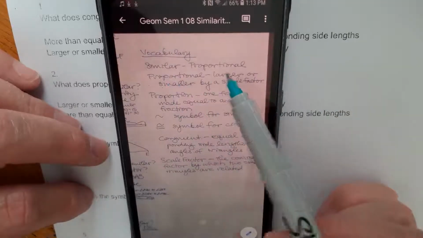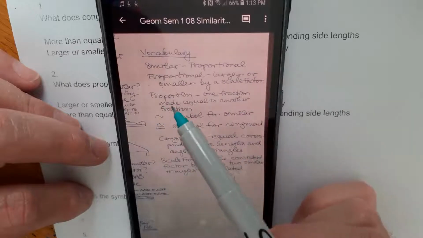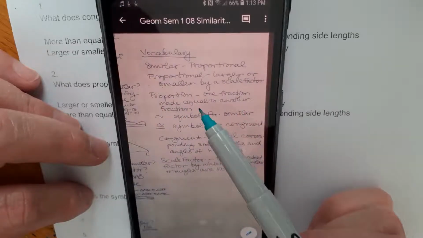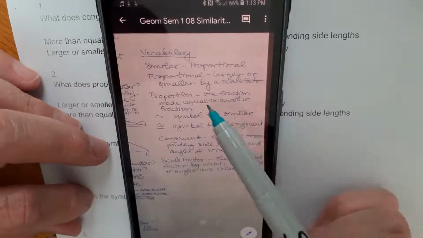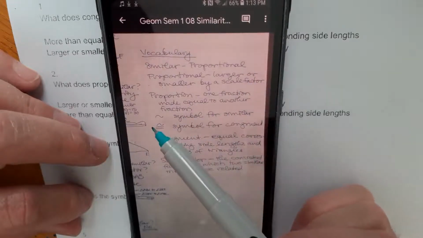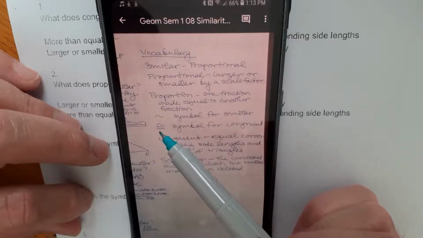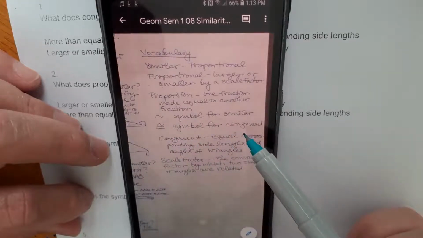Here's some vocabulary. Similar means proportional. Proportional means larger or smaller based on a scale factor. A proportion is one fraction made equal to another. We'll see that in our problem set here. Here's the symbol for similar. Here's the symbol for congruent, and just a reminder that congruent means same shape, exact same size.